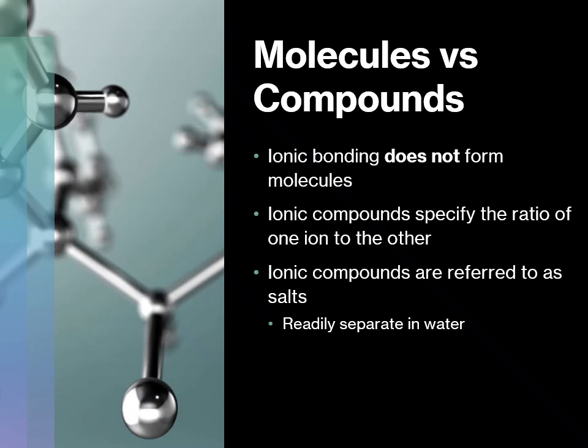Because there's no physical linkage between ions, an ionic bond does not result in the formation of a molecule. When we refer to ionic compounds, what we're actually stating is the ratio of one ion to the other. Compounds formed by ionic bonding are typically referred to as salts, and one of their main properties is that they readily dissolve in water. And we'll talk about this more when we come to look at the properties of water.